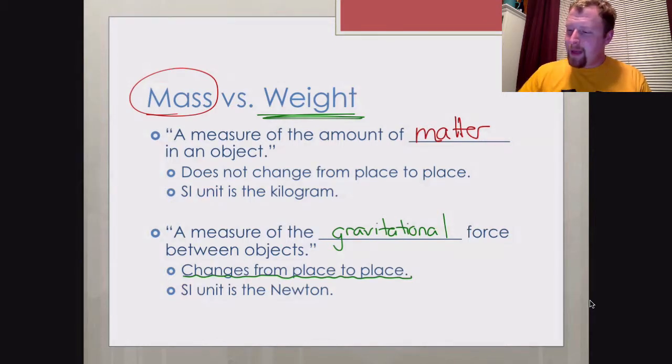So that's the difference between mass and weight. One doesn't matter where you're at. You're going to be made of the same stuff, mass. One matters where you're at because of the force of gravity. And gravity changes depending on where you're at.